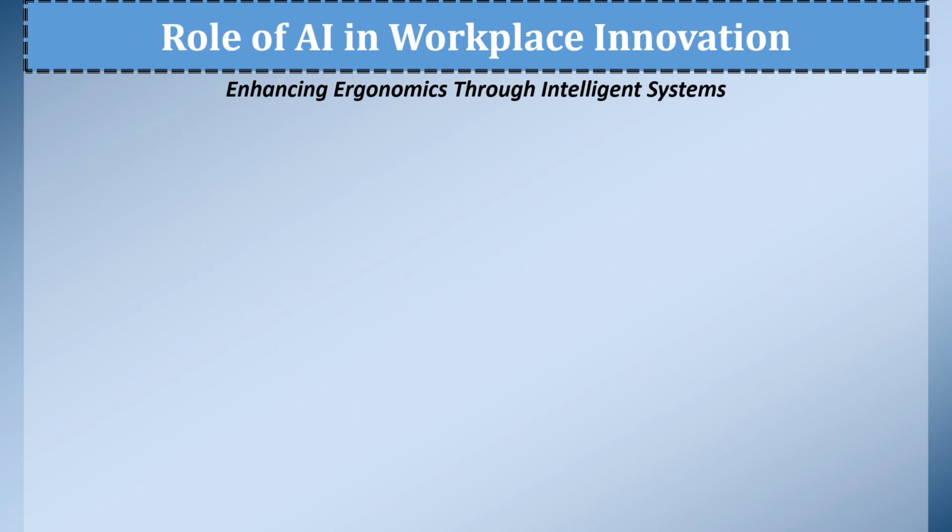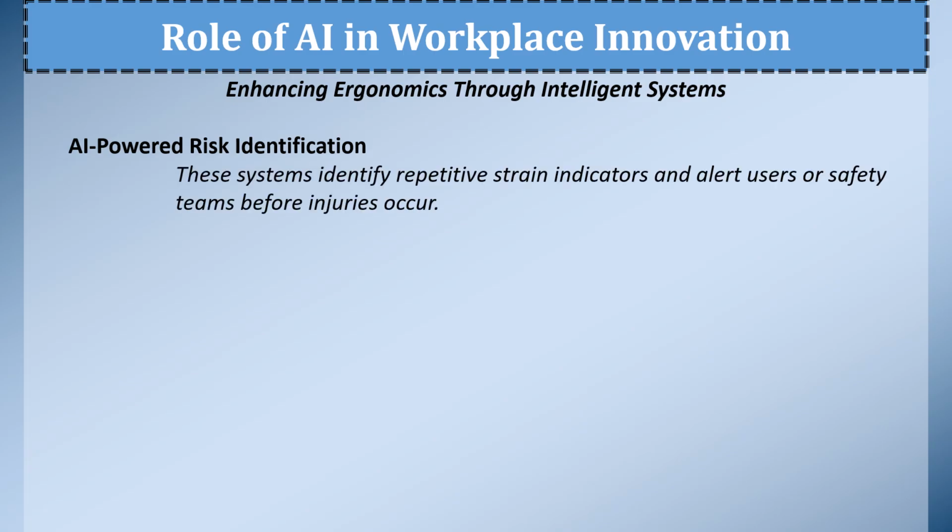Role of AI in workplace innovation. Enhancing ergonomics through intelligent systems. AI-powered risk identification. AI technology analyzes movement patterns, posture data, and user behavior to detect ergonomic risk. By continuously monitoring activity, these systems identify repetitive strain indicators and alert users or safety teams before injuries occur.